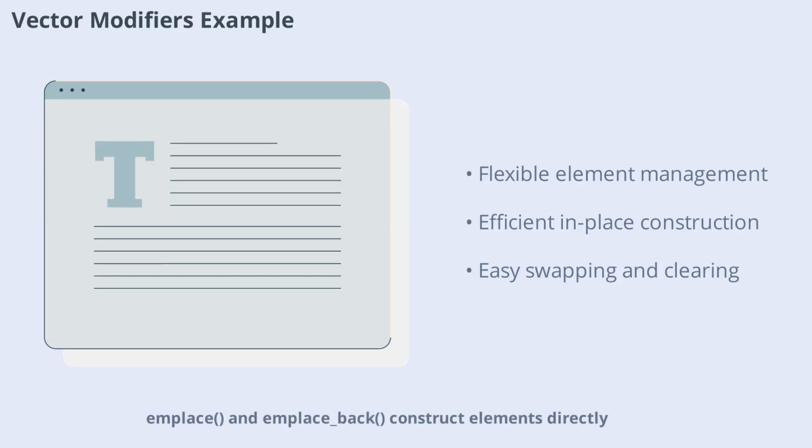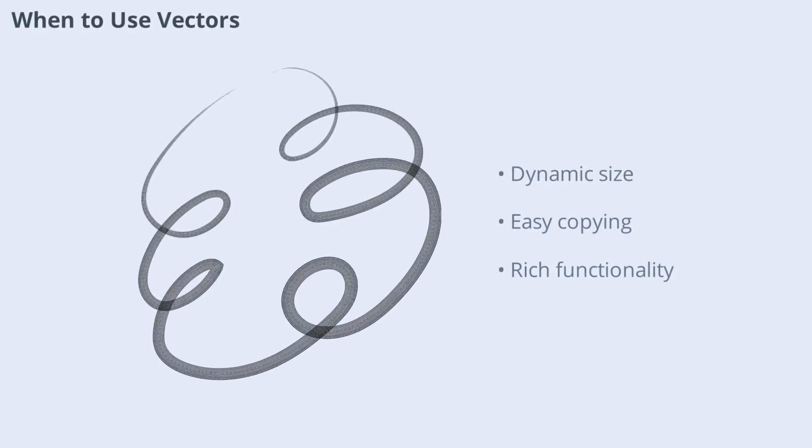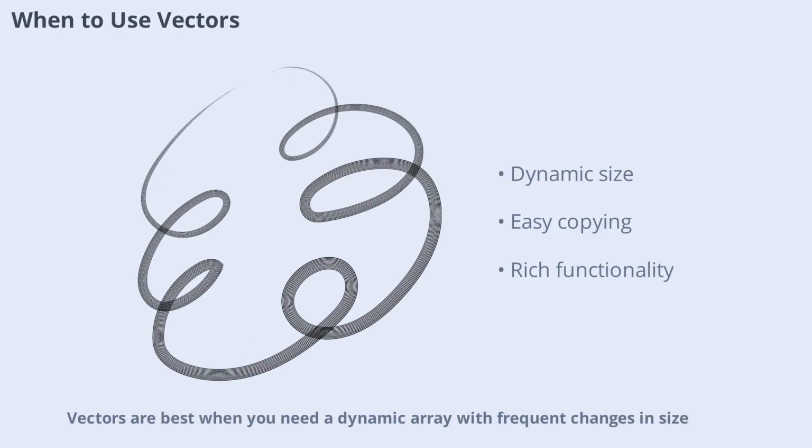In place and in place back construct elements directly, while swap exchanges contents with another vector. Clear empties the vector, resetting its size to 0. Vectors are best when you need a dynamic array with frequent changes in size. They're ideal if the number of elements is unknown or if you need to copy data easily. Compared to arrays, vectors offer more flexibility and built-in functions, making them a go-to choice for many C++ developers.